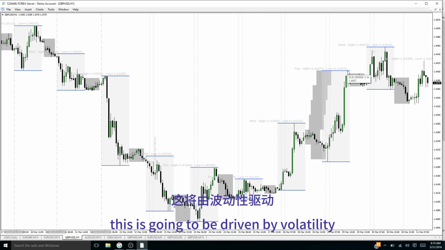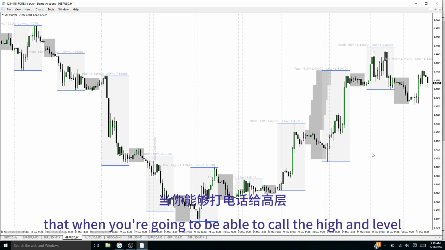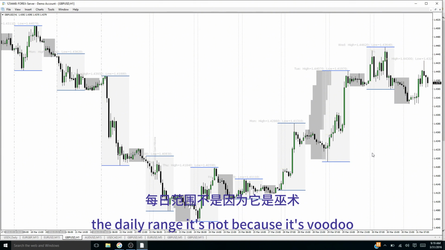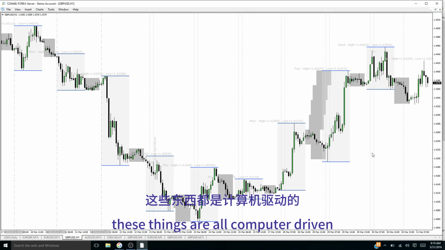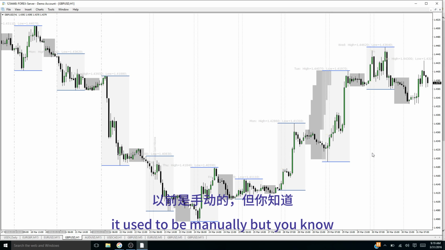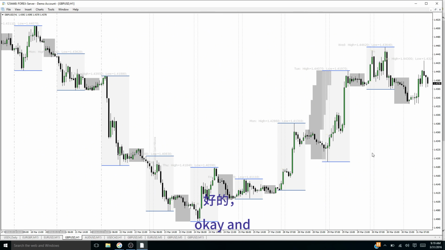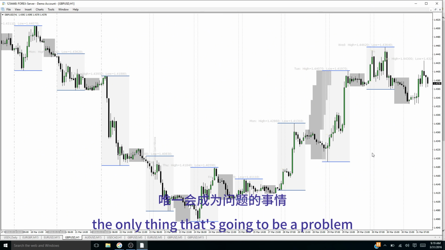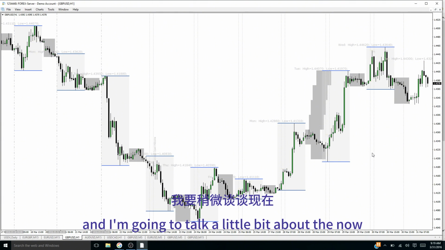This is going to be driven by volatility. Now, I mentioned earlier in the week when we were doing live sessions that when you're going to be able to call the high and low of the daily range, it's not because it's voodoo. It's what the algos are doing at the interbank levels. These things are all computer driven. It used to be manually, but now everything's so technologically advanced that it just runs a script. Okay, and the only thing that's going to be a problem for you is applying the volatility filter. Okay, and I'm going to talk a little bit about that now.